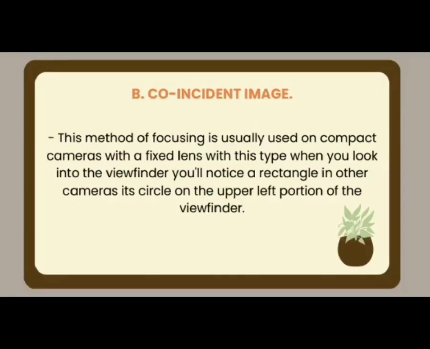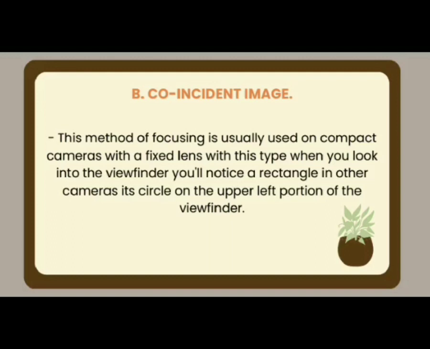Coincident image. This method of focusing is usually used on compact cameras with a fixed lens. With this type, when you look into the viewfinder, you'll notice a rectangle, or in other cameras, a circle, on the upper left portion of the viewfinder.